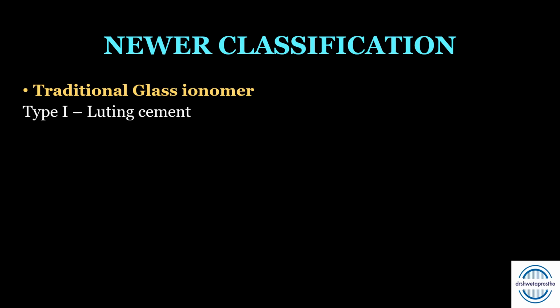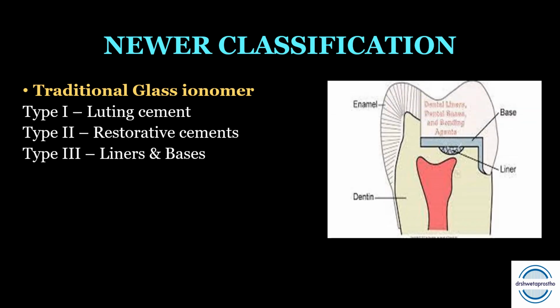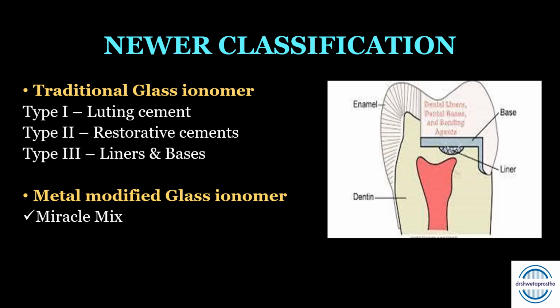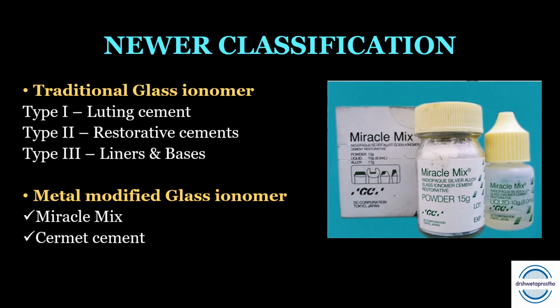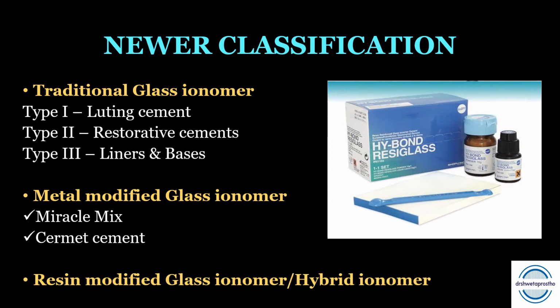The newer classification of the glass ionomer cement also involves its modifications. According to this, it can be the traditional glass ionomer cement, as we just discussed, divided into three types: type 1 luting, type 2 restorative and type 3 liners and bases. Then comes the metal modified glass ionomer cement, which can be the miracle mix or cermet cement. Third are the resin modified glass ionomer or the hybrid ionomer cements. So we will discuss them one by one.